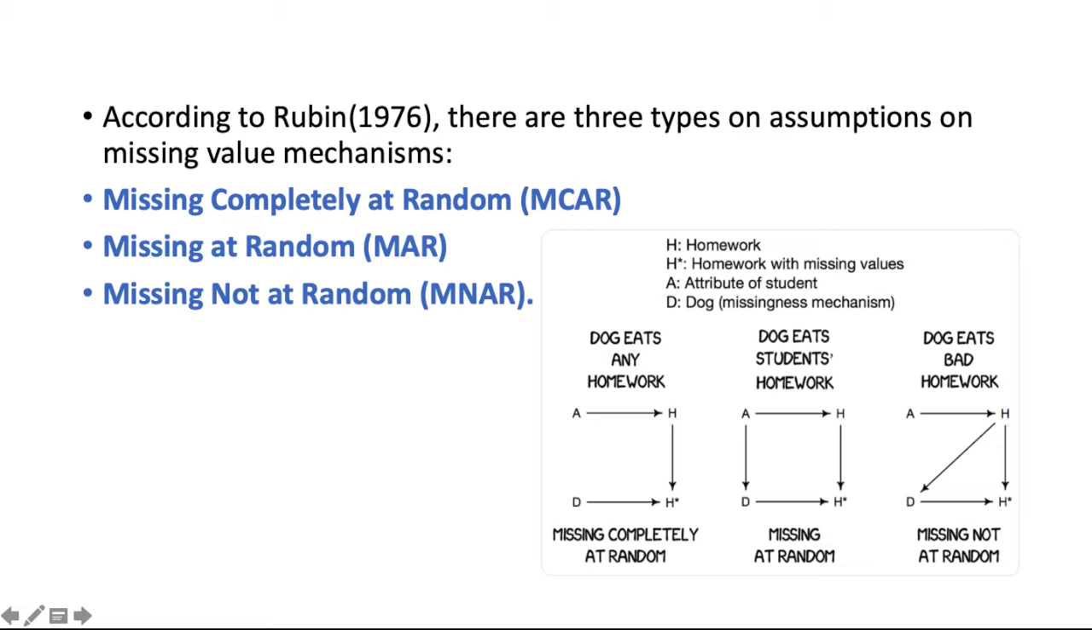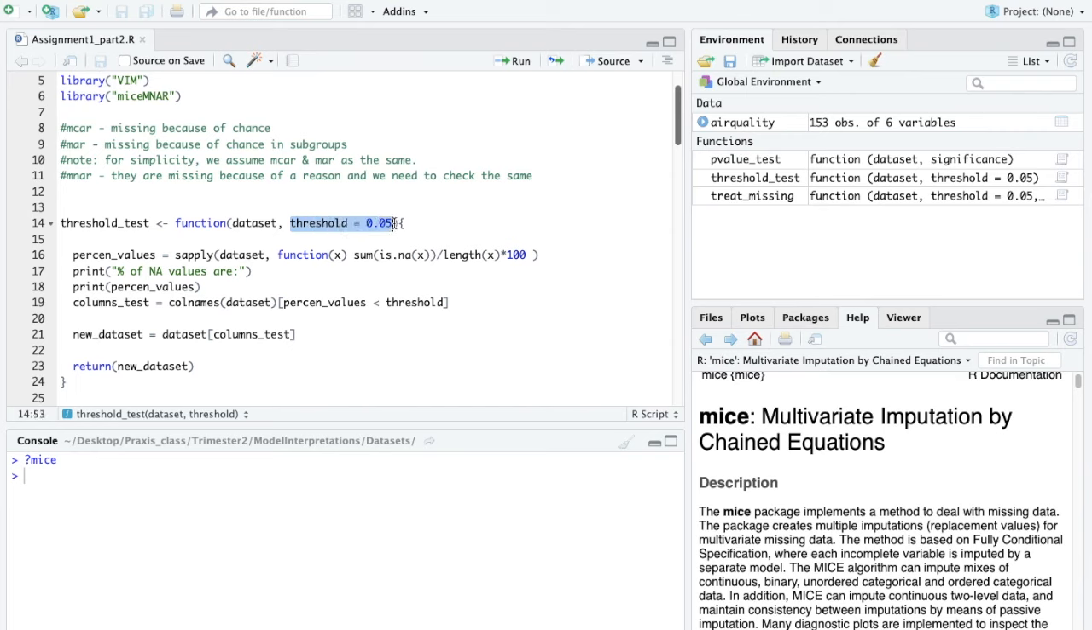So why are we doing all this? Because when we move forward to our R function, we are going to impute our dataset by considering what kind of missing data mechanism your data is having. So let's quickly jump into our R function.